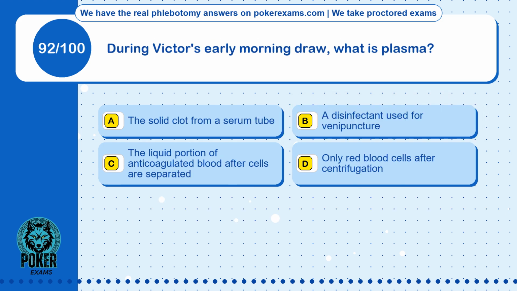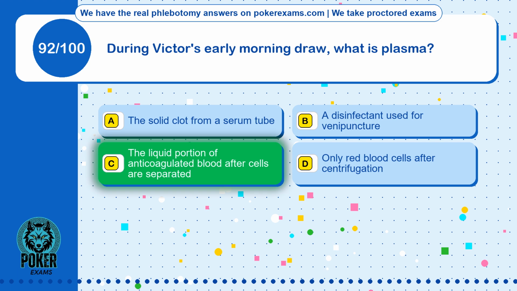Question 92. During Victor's early morning draw, what is plasma? Option A. The solid clot from a serum tube. Option B. A disinfectant used for venipuncture. Option C. The liquid portion of anticoagulated blood after cells are separated. Option D. Only red blood cells after centrifugation.